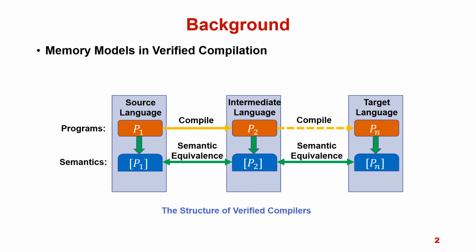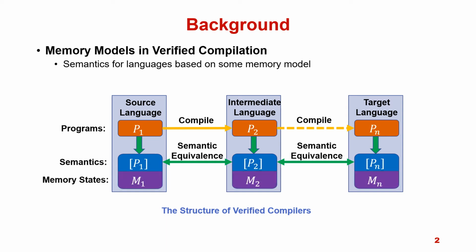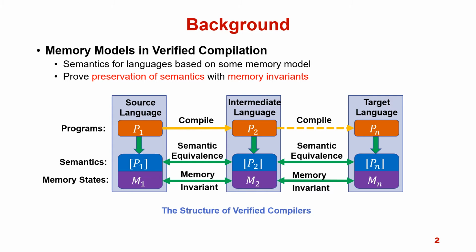This figure shows the structure of a typical verified compiler. The source program P1 is compiled into the target program Pn through a sequence of transformations. To prove this compilation correct, we need to show the semantics are preserved by every compiler pass. For this, we need to define the semantics of every language based on certain memory models, and we need to establish certain memory invariants for each compiler pass.